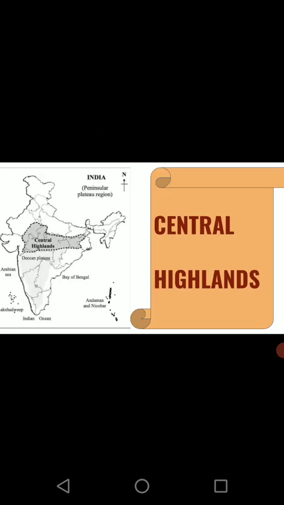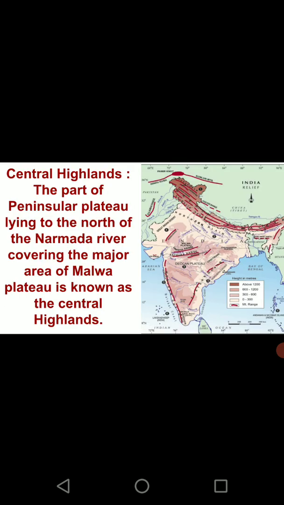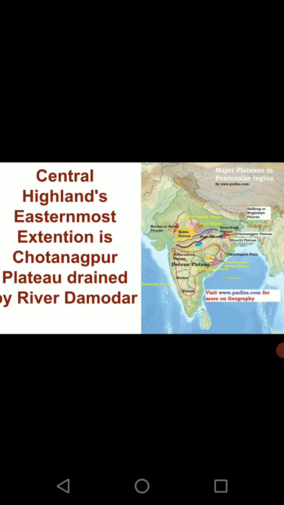Central Highlands, as you can see, in the center of India, is a slightly elevated but tabletop land. That means it is elevated but flat on the top surface. Central Highlands is located north of river Narmada, and the main plateau here is Malwa Plateau. On the eastern side it is also called Bundelkhand and Baghelkhand. And you have one more extension, that is Chota Nagpur Plateau.